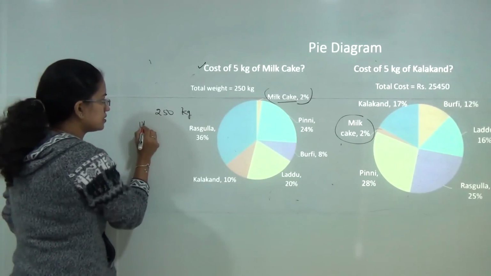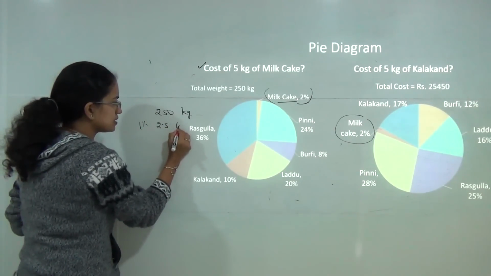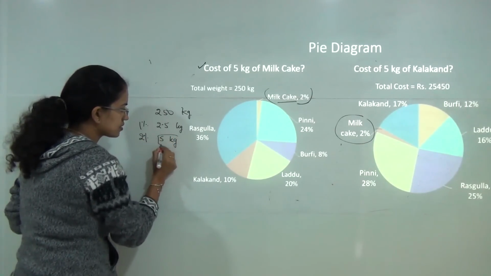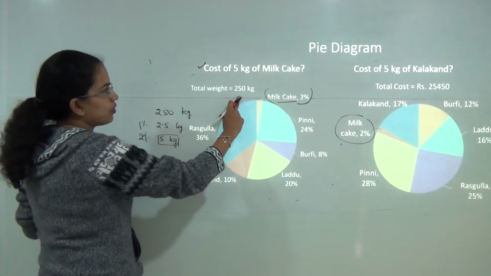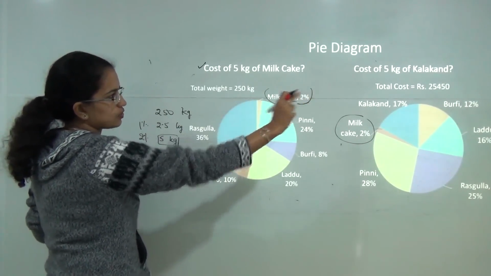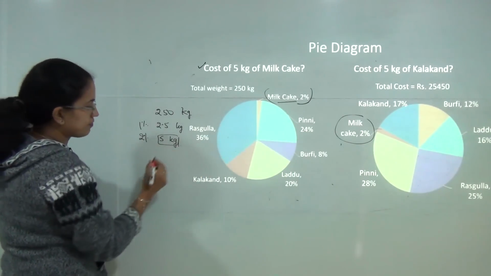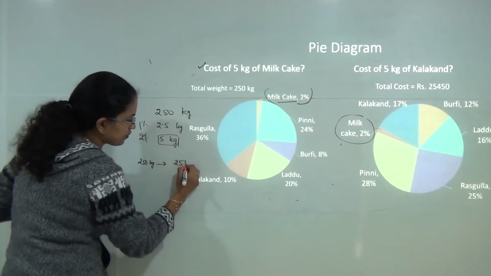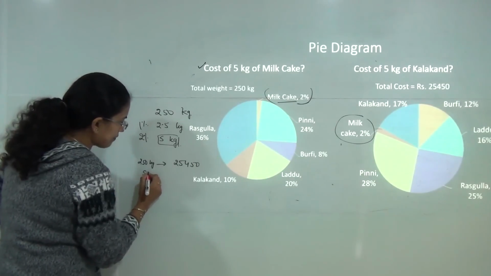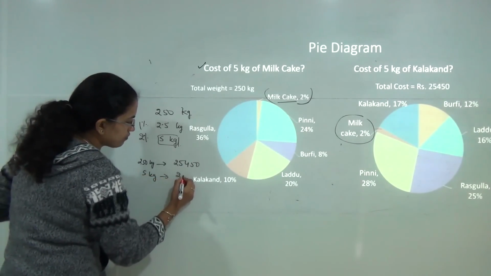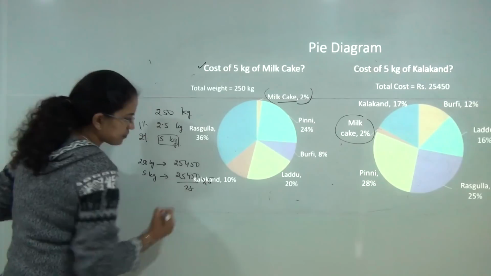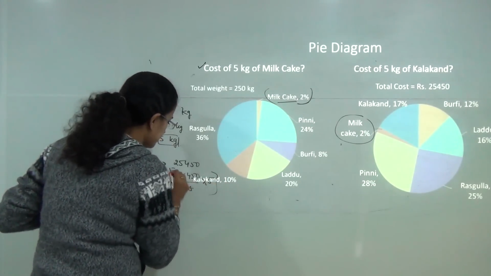Now 1% would make 2.5 kgs and 2% would make 5 kgs. Now if I know the total weight is 250 and the total cost is 25450, so 250 kgs bear you a cost of 25450. So 5 kgs would bear you a cost of 25450 divided by 250 into 5. So that's one way of solving it.